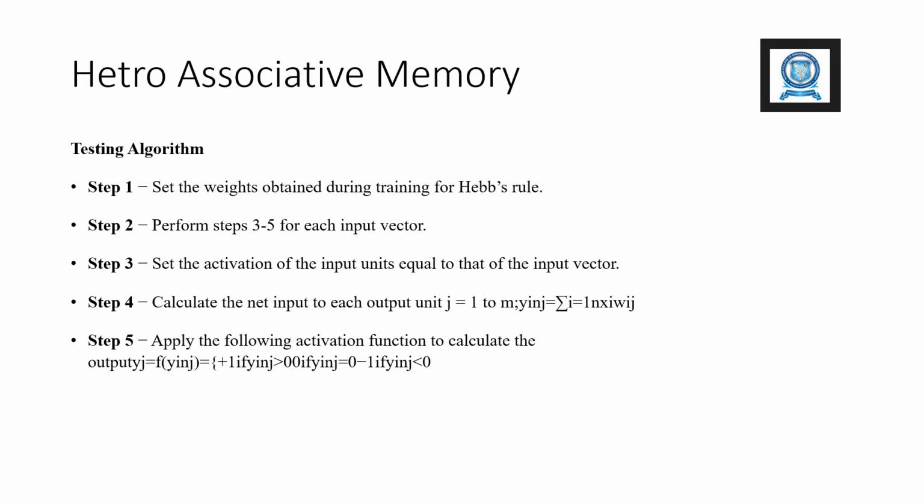Testing algorithm for heteroassociative memory. Step 1. Set the weights obtained during training for Hebb's rule. Step 2. Perform steps 3 to 5 for each input vector. Step 3. Set the activation of input units equal to that of the input vector. Step 4. Calculate the net input to each output unit, where j is equal to 1 to m. Step 5. Apply the following activation function to calculate the output yj.